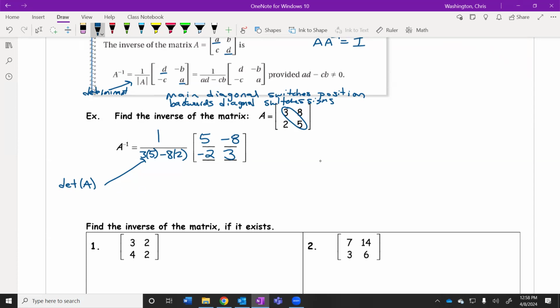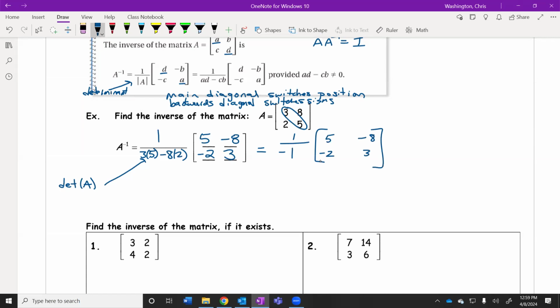We probably don't want to leave it like that. We probably want to make it look a little bit nicer. But this is the inverse. We get 1 over 3 times 5 is 15. 8 times 2 is 16. 15 minus 16 is -1. So we get 1 over -1 times 5, -8, -2, and 3.